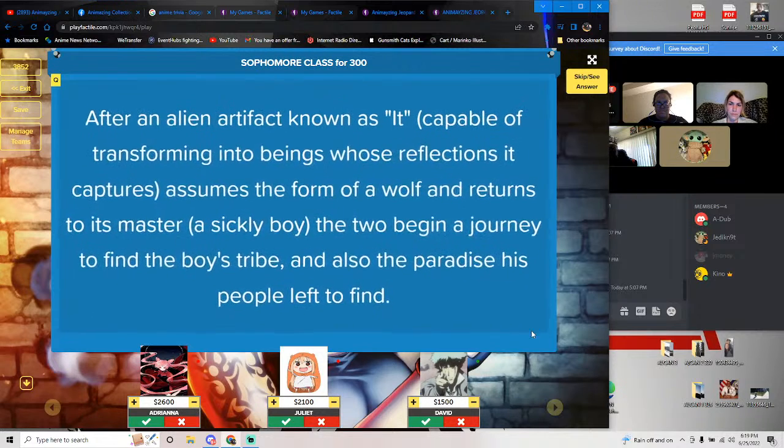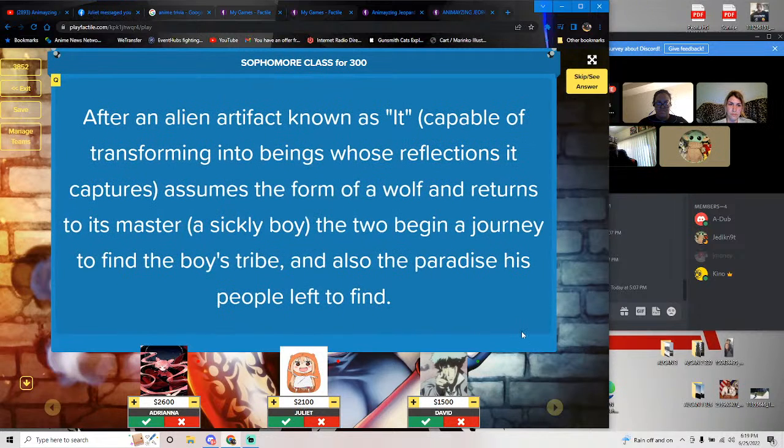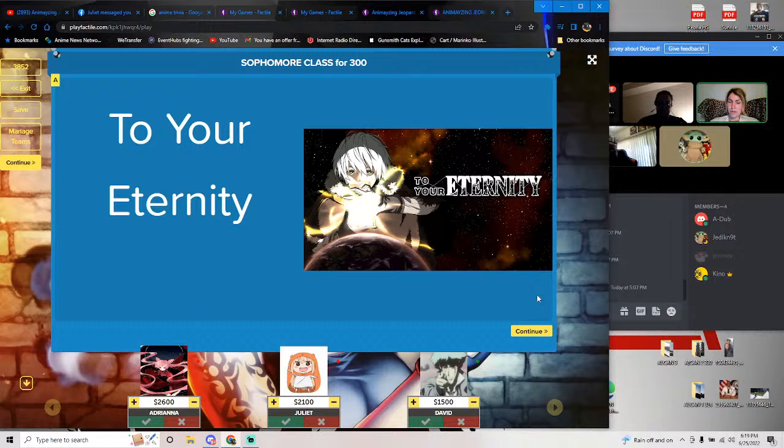Okay. After an alien artifact known as It, capable of transforming into beings whose reflections it captures, assumes the form of a wolf and returns to its master, a sickly boy, the two begin a journey to find the boy's tribe and also the paradise his people left him to find. Yeah, I know. There's a lot more to that. I only had 300 characters to phrase it. That's the best I could do. Okay. To Your Eternity. Oh. Yep. All right.